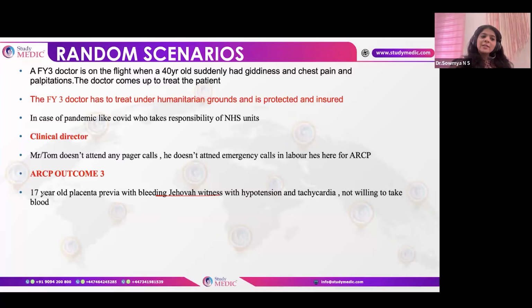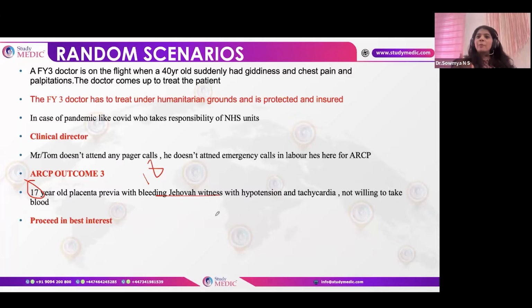Now here the challenge is she's a 17-year-old. Remember, the legal age to be called an adult in the UK is 18 years. If anybody is less than 18 and is a Jehovah's Witness, and she needs treatment to save her life, you can override. Obviously, you have to take the opinion of 2 consultants, but it can be overridden. And if the patient is more than 18 and has given a written advance directive that you cannot give blood and blood products, you will not be able to do so.